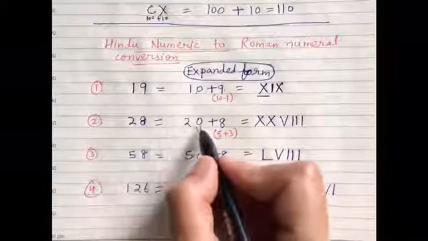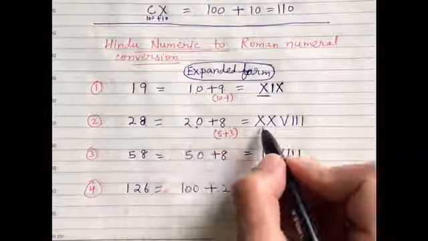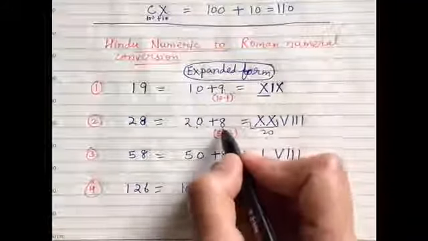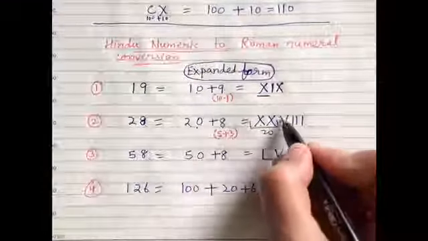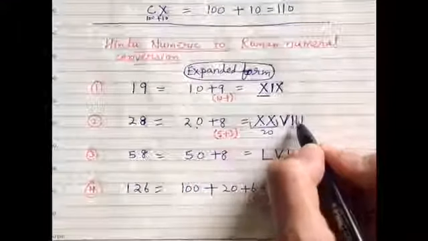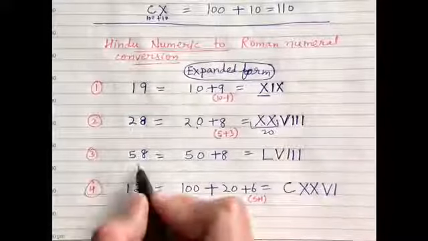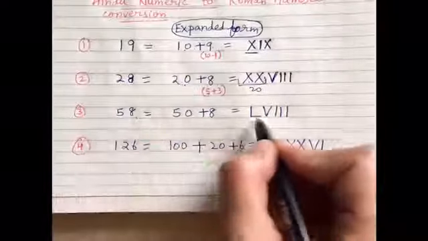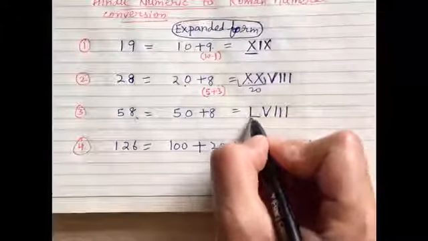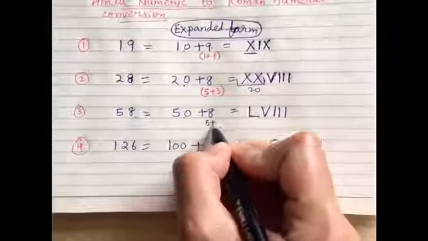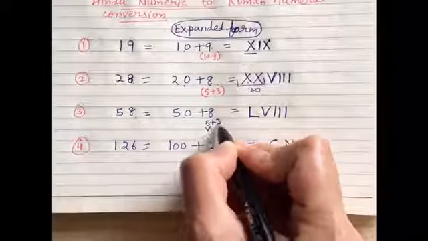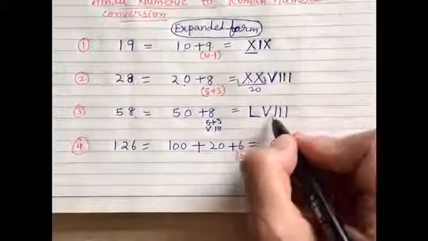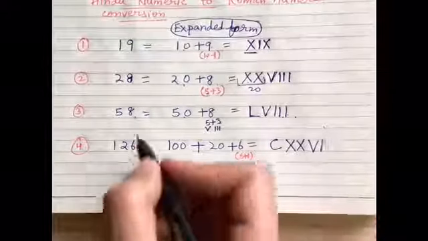Then 28, this is 20 plus 8. 20 is XX, and 8 is 5 plus 3. 5 is V and 3 is I, I, I. Then 58, which is 50 plus 8. 50 is L and 8 is 5 plus 3. 5 is V and 3 is III. So that is LVIII for 58.